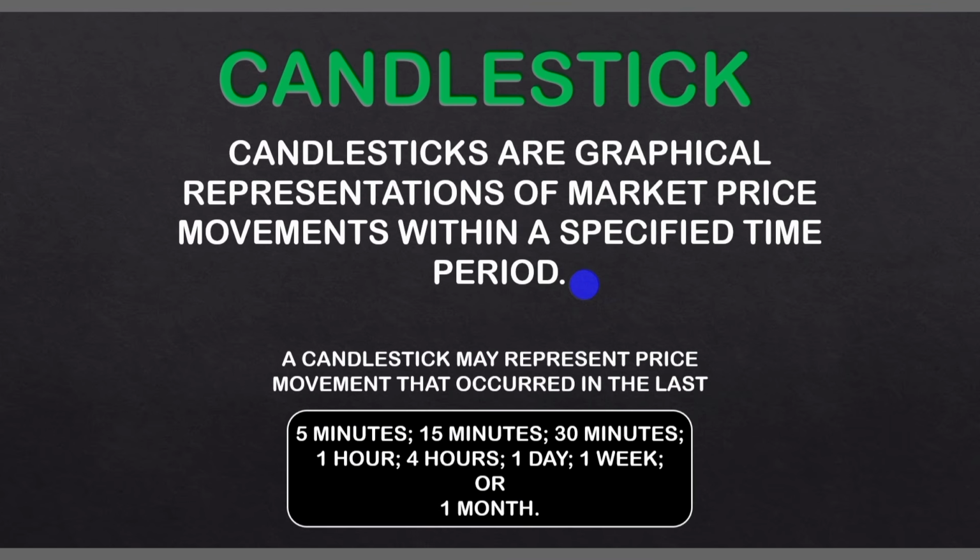When you see a candle in the daily time frame, it took 1 day, meaning 24 hours, for that candle to be formed. When you see a candle in the weekly time frame, it took 1 week for that single candle to be formed. So also in the monthly and the yearly. So candlesticks are graphical representations of market price movements within a specified period. Just the way you can see from the screen, a candlestick may represent price movement that occurs in the last 5 minutes, 15 minutes, 30 minutes, 1 hour, 4 hours, 1 day, 1 week, or 1 month.